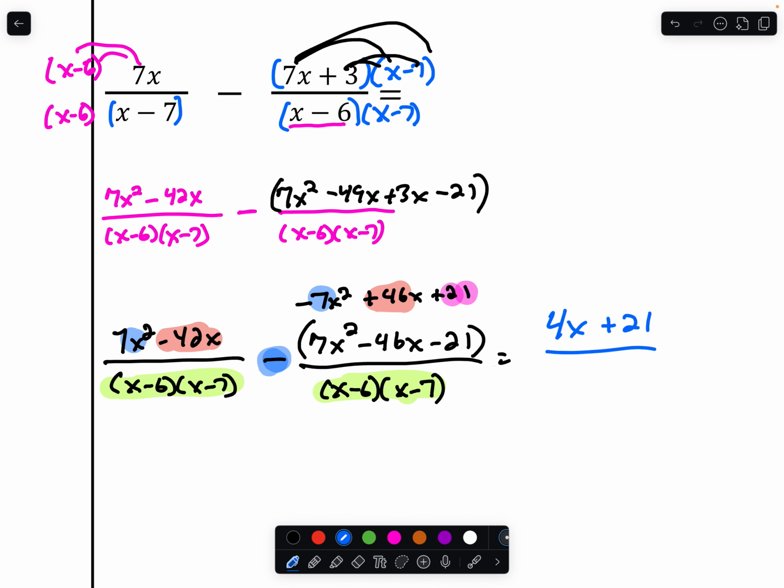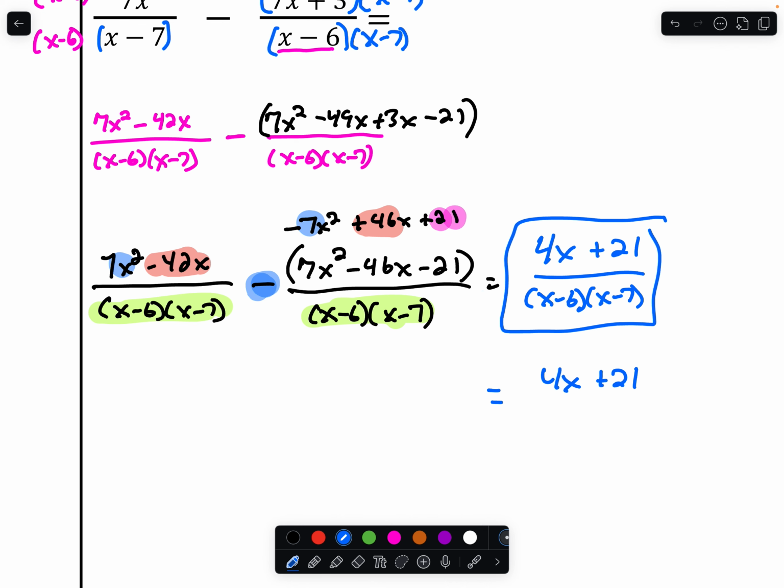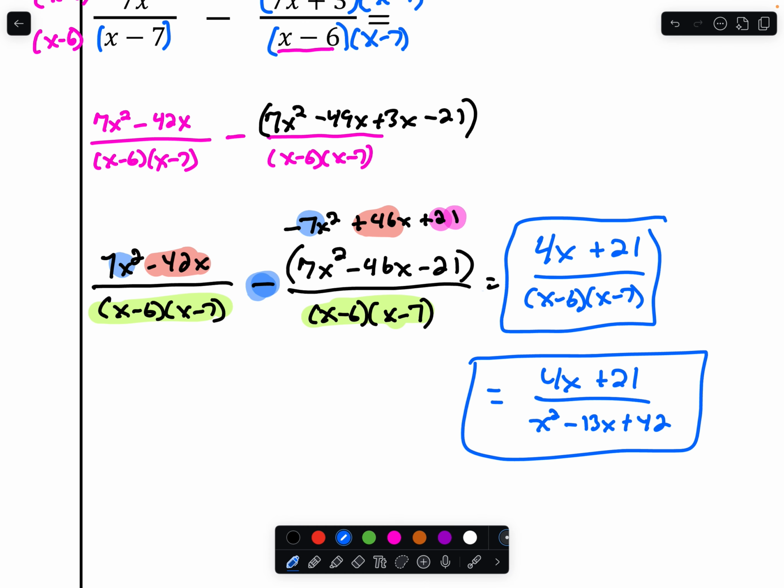Okay. Now on the bottom, we can leave it like this if you want, x minus 6, x minus 7. Okay. This is a totally acceptable answer. But if you really want to put it into standard form, just multiply that out. So we would get x squared minus 13x plus 42. And that would be completely in standard form.